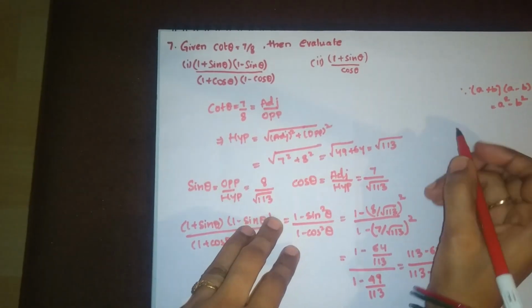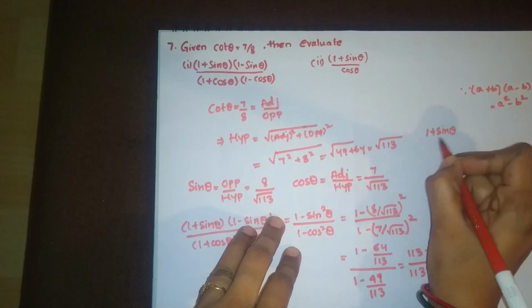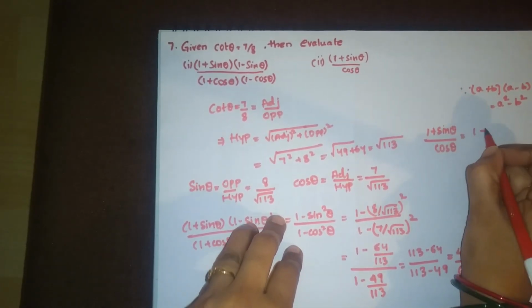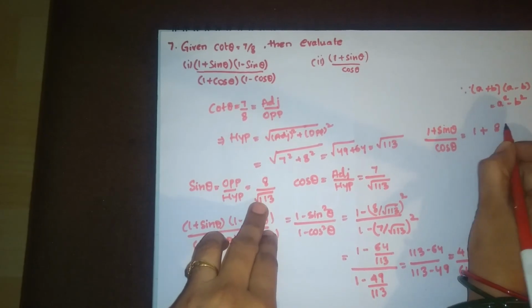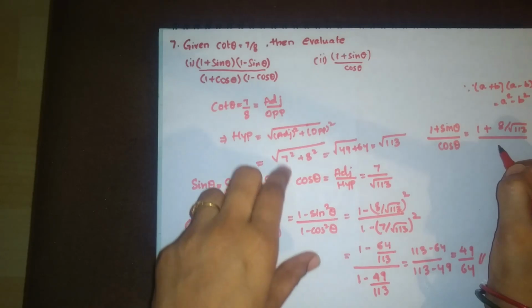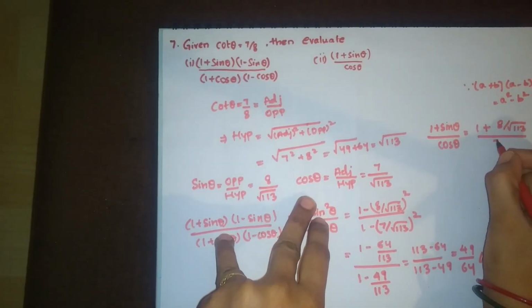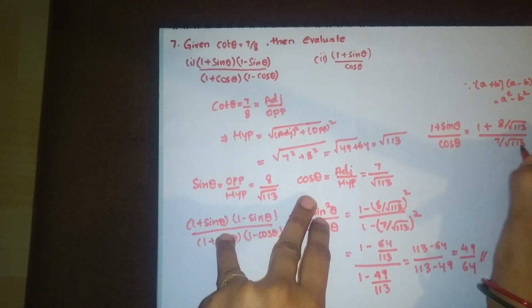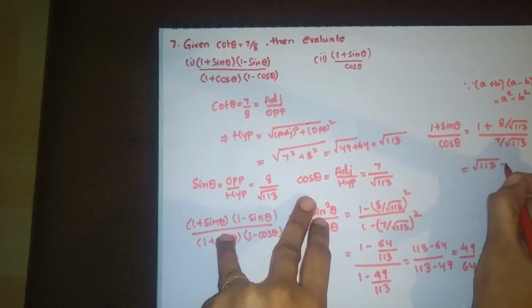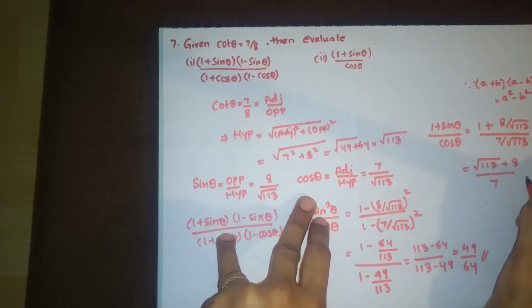Now let's consider this: 1 plus sine theta divided by cos theta. What is sine theta value? 8 by square root of 113, divided by, what is cos theta value? 7 by square root of 113. This is equal to (square root of 113 plus 8) divided by 7.